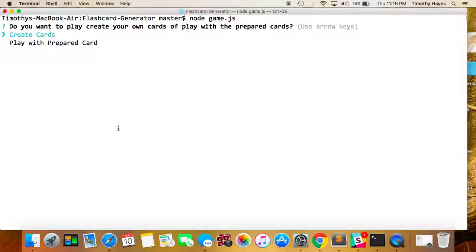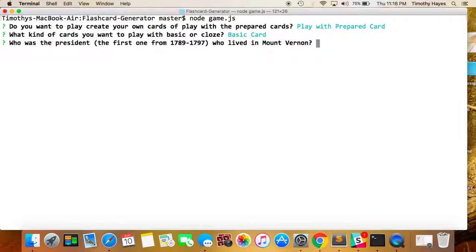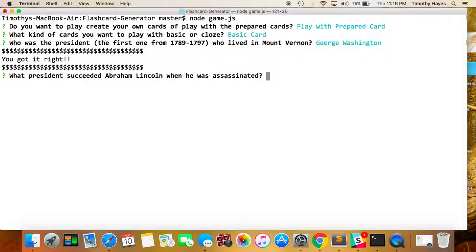And the first choice you get is you can play with either prepared cards or you can create your own. So let's start with playing with the prepared cards, and then you get your choice of either the basic or the closed. Let's try the basic. And you get your first question: who was the president, the first one from 1789 to 1797, who lived in Mount Vernon? That would be Mr. George Washington. And wow, we got it right. We get these money signs, and we also get a little message saying you got it right.